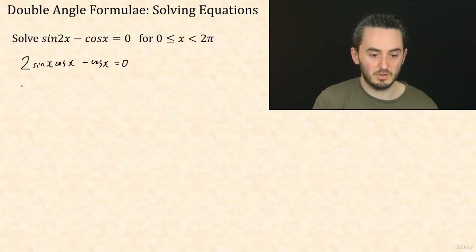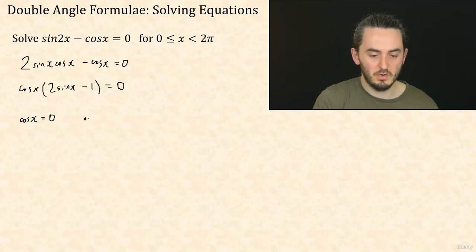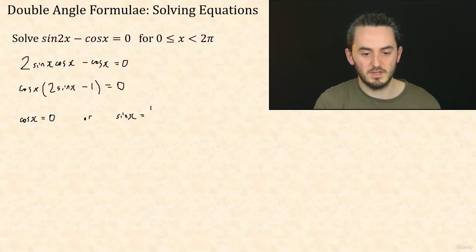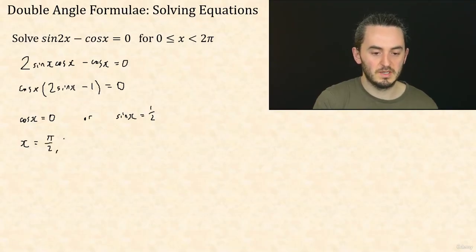Well, if I factorize out cos x, definitely don't divide through by it, I lose solutions. Factorize out cos x, I get cos x times 2 sine x minus 1 equals 0. Well, that means that either cos x equals 0, or this bracket equals 0, which means that sine x is a half. So the solutions to cos x equals 0, and these are ones that are pretty much good to know, are pi over 2 and 3 pi over 2.